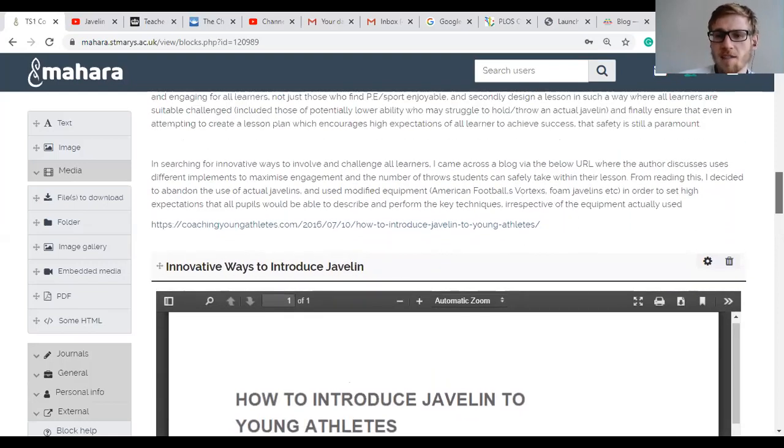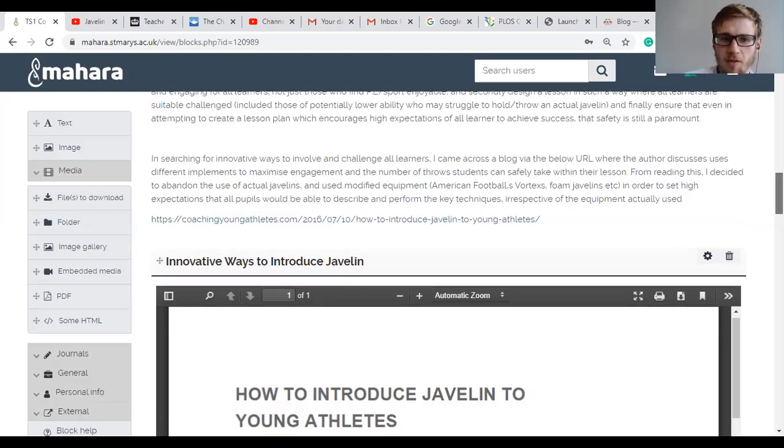This blog that I stumbled across discussed using various different implements such as American footballs, vortexes, foam javelins, in order to challenge all pupils and to give pupils an appropriate item to throw with, because even with javelins that might be lighter than the regulation javelin for a certain year group, even these might be too difficult for certain pupils to throw. And equally, the skill might be quite novel because there's very few skills that pupils might have learned in the PE curriculum from which they can draw on and transfer into throwing the javelin.